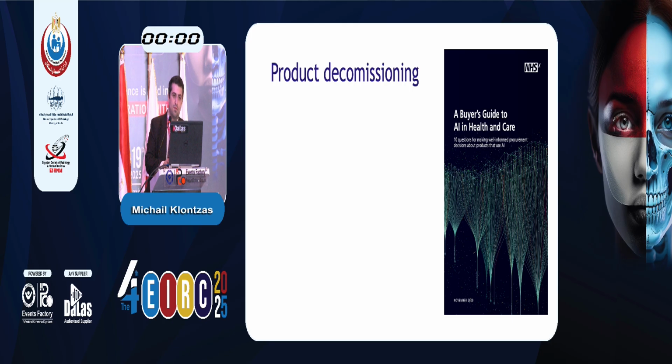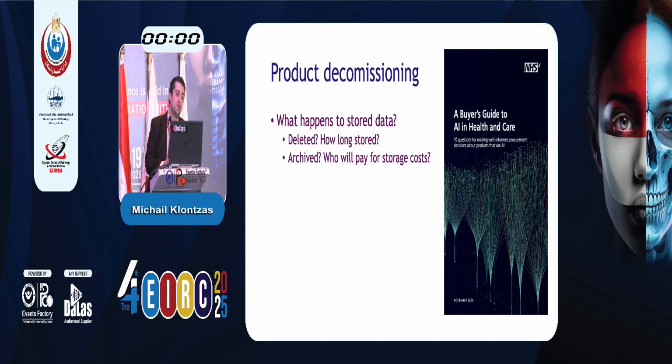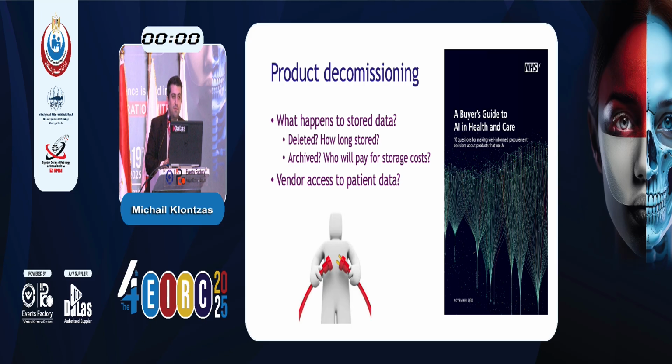And of course, if the system doesn't work, or if you don't need it anymore, you don't have more money, or for several reasons you don't want to use it anymore, you have to decommission it. And once you decommission, problems can arise with stored data. Are the data deleted? How long do you store the data? Do you archive them? And if you archive them, who is going to pay for the storage costs? Do you have your own hard drives, or do you have to keep them on cloud, and this incurs a cost as well?